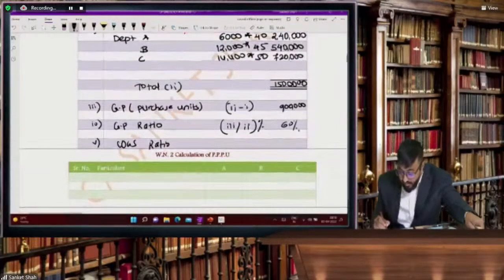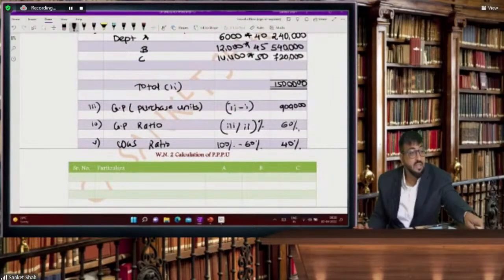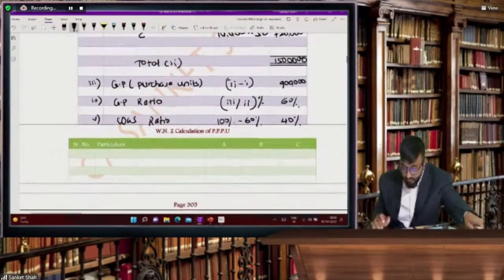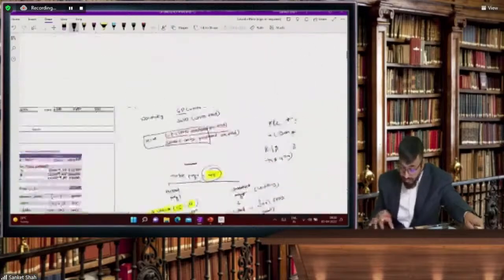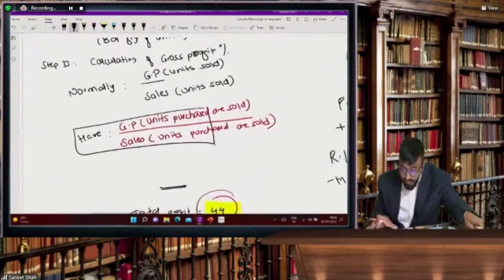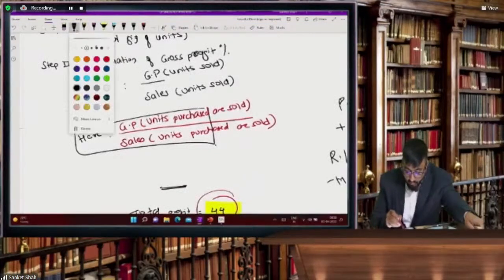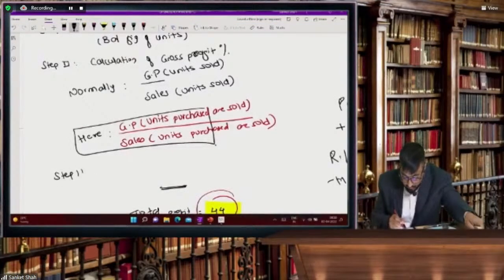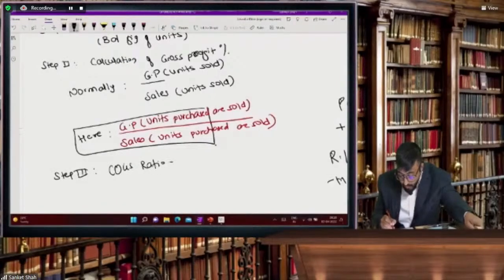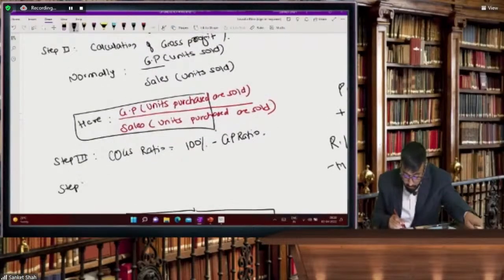And beta, what is COGS ratio? 100% minus GP ratio is your cost. So 60 is GP, so 40 is your cost. Now second step is calculation of PPPU, GP ratio. Then step 3 is which ratio? COGS ratio. How you calculated COGS ratio? 100% minus GP ratio.